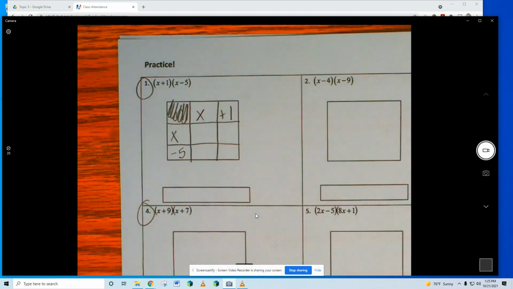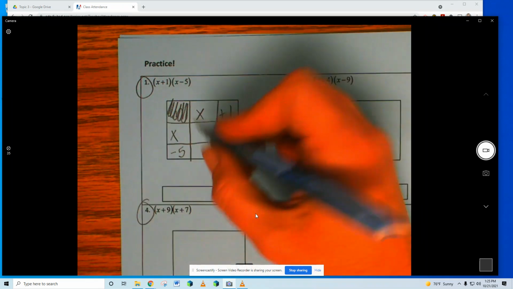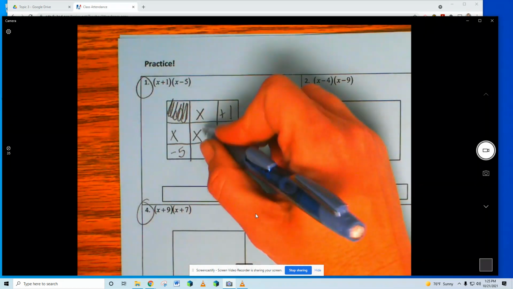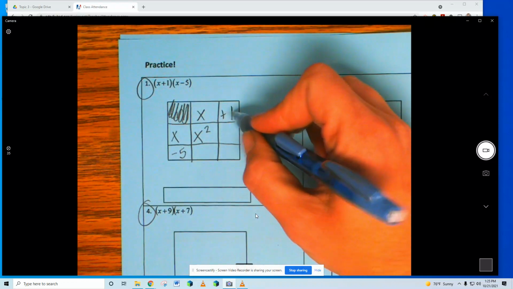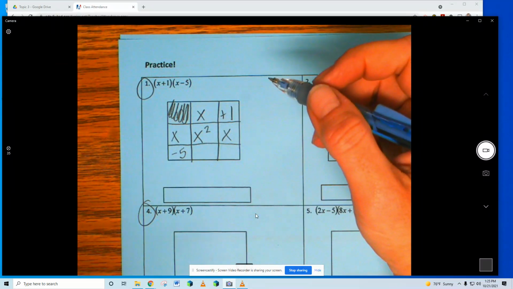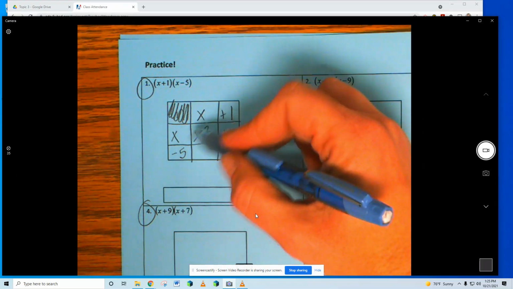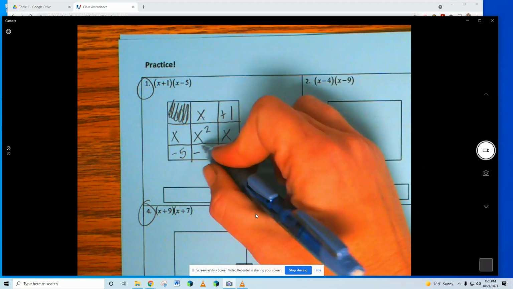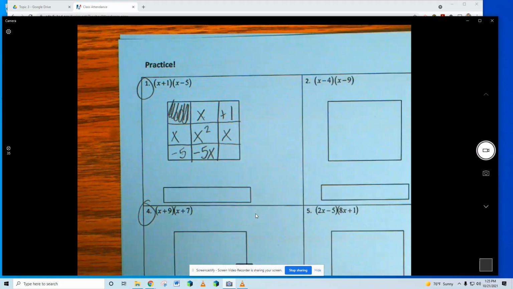All right, I'll do number 1, and then we can stop recording. So, x times x. 1 times x. Do I have to put the 1? No, I really don't want you to. Negative 5 times x. Yep. And lastly, 1 times negative 5.